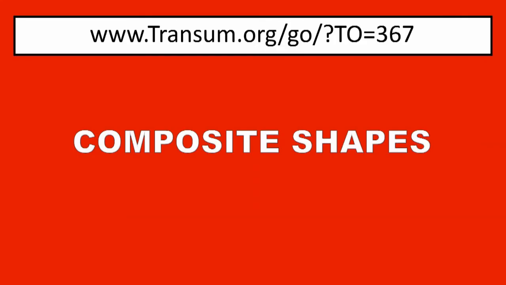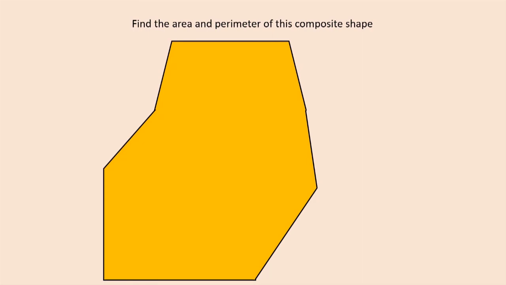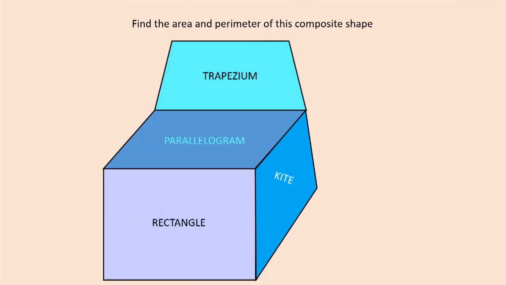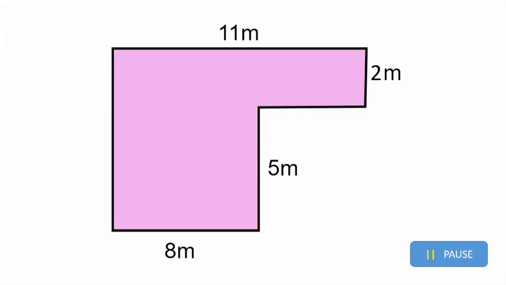Composite shapes or compound shapes are made up where some of the shapes that you know how to find the area of now are put together to make a more complex shape. So for example, something like this. How on earth would you find the area of that? Simple. You split it up into shapes that you know how to find the area of. So let's have a look at a simpler one.